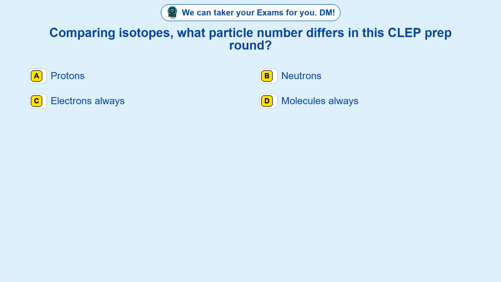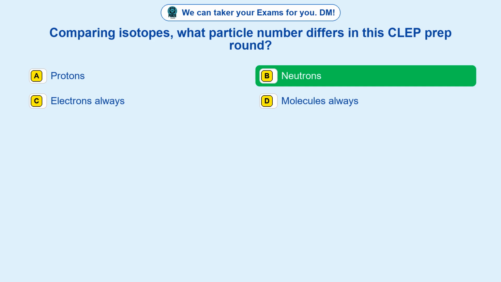Question 42. Comparing isotopes, what particle number differs in the CLEP prep round? Option A, protons. Option B, neutrons. Option C, electrons always. Option D, molecules always. The correct answer is option B, neutrons.